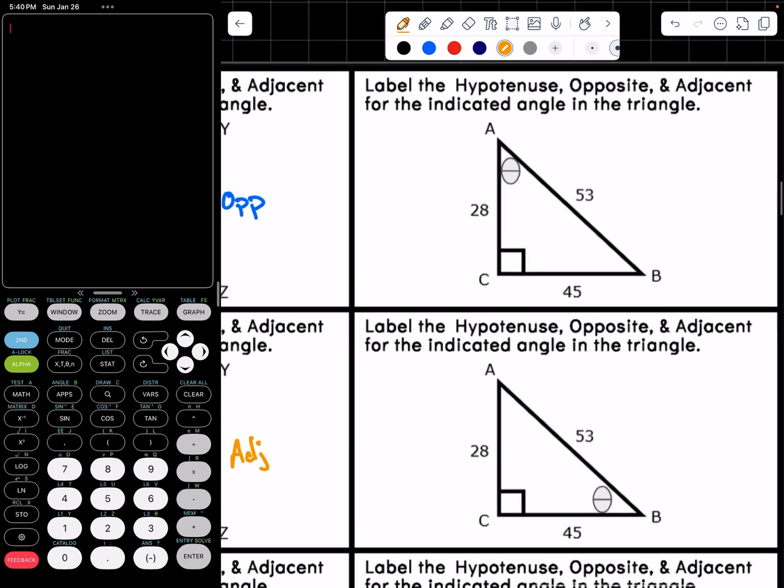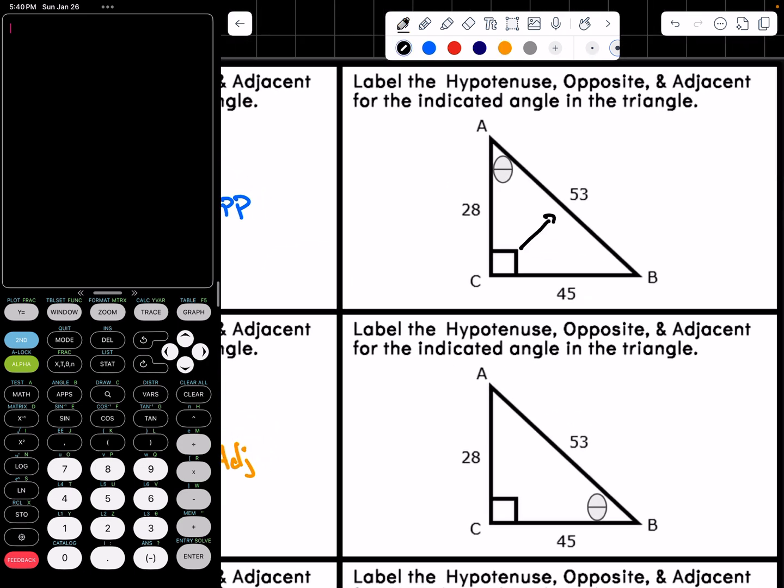And then over here, another set of the same triangles. So we've got 53 as our hypotenuse for both of these. We're going to have my opposite side for this one, where angle A is where theta is. So BC 45 is going to be my opposite. And then down here where angle B is where my theta is, 28 is going to be my opposite. And then we're going to flip that for my adjacent.